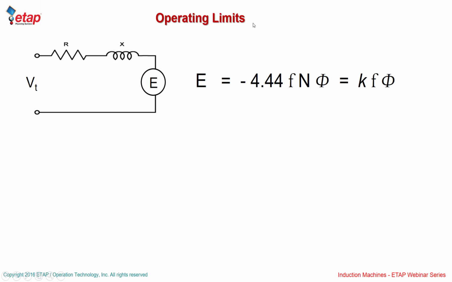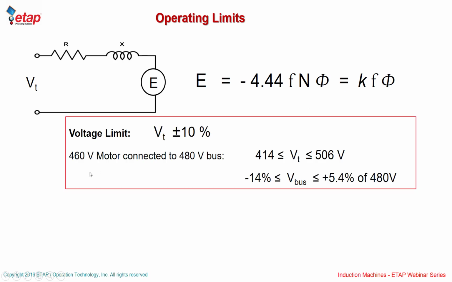Next, we're going to look at the operating limits of the machine, where the machine is represented as a back EMF behind an impedance with the terminal voltage V sub t. The back EMF is proportional to the frequency of the system and the flux in the machine. As far as the voltage limits are concerned, most motors are given as plus or minus 10%. If I have a motor rated voltage of 460, then the terminal voltage has to be within 10% higher and 10% lower.